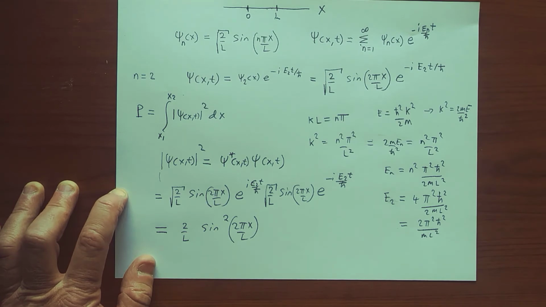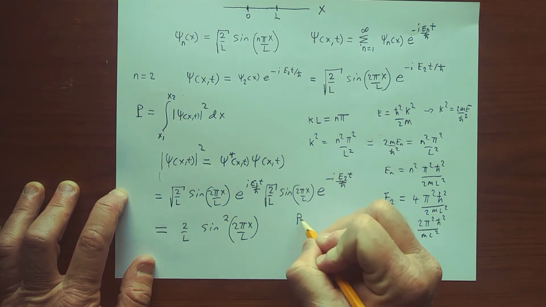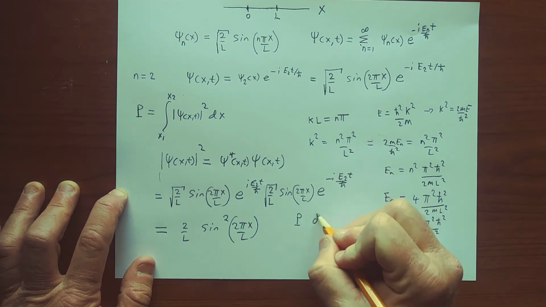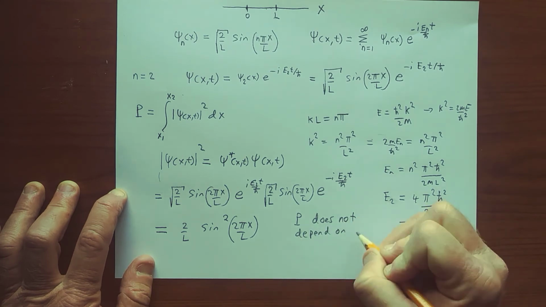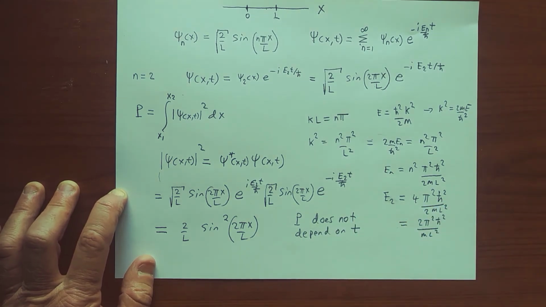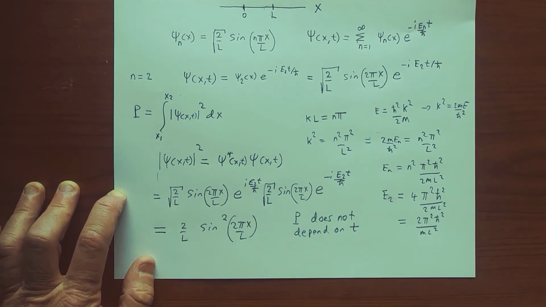And so in what sense is this particle dynamic, right? P, the probability density, does not depend on time t. So we're trying to get at an understanding of what's called the energy-time uncertainty principle, which is not a great name, because it's qualitatively different from the position-momentum uncertainty principle.